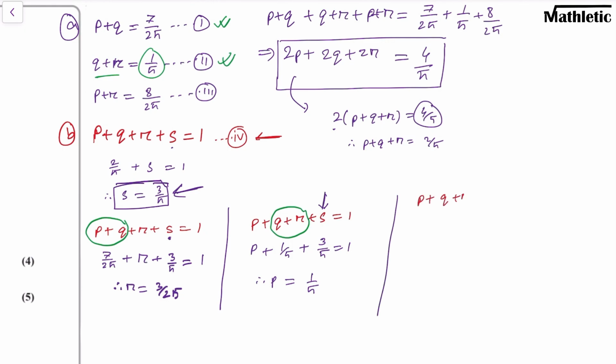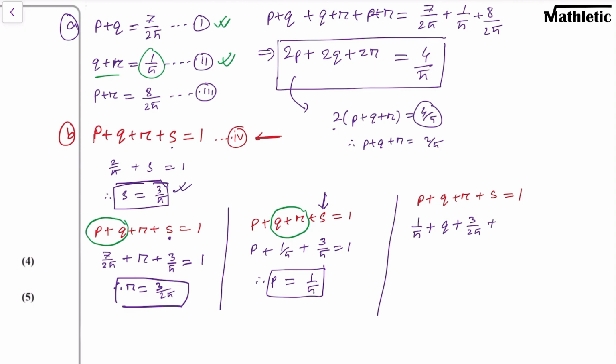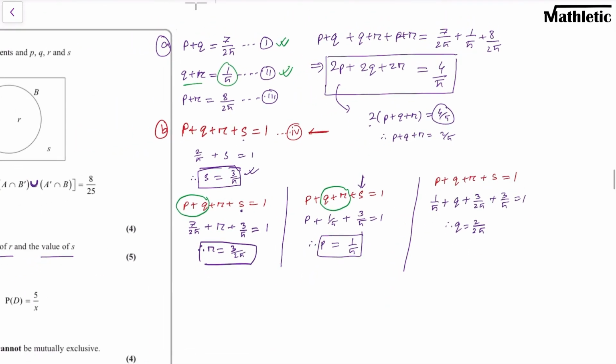Last one. So now that I know all the values, I will just substitute them. P is 1 by 5. Q is unknown. R is 3 by 25. S is 3 by 5. So we are left with Q only. So Q is 2 by 25. So that's part B.